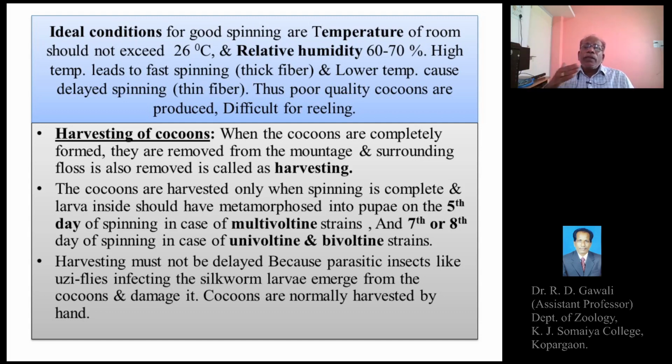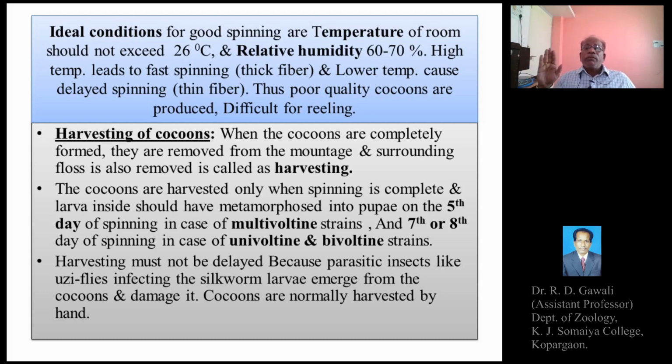If we harvest the cocoons late, delayed harvesting will result in the development of parasitic insects like Uji flies, which have laid their eggs onto the fifth instar larvae during larval development. They will emerge and damage the cocoons. They cut the cocoons of the silkworm larvae and emerge out, and thus lead to the damage of the cocoons.